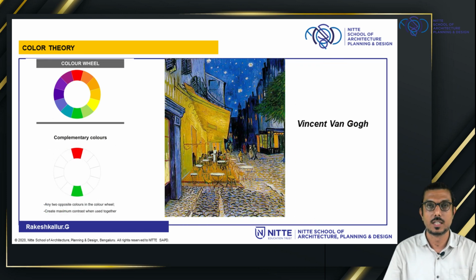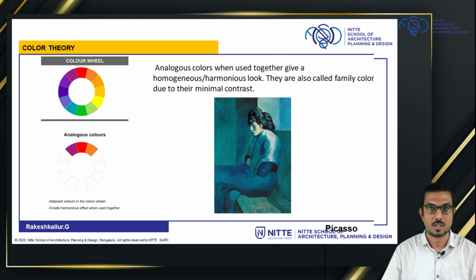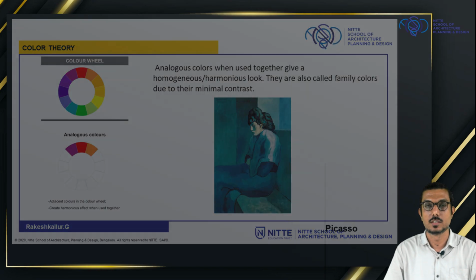Two opposite colors in the color wheel are called complementary colors. Example: red and green, blue and orange. Analogous colors are a grouping of three colors next to each other on a color wheel. Using these colors creates a harmonious effect.